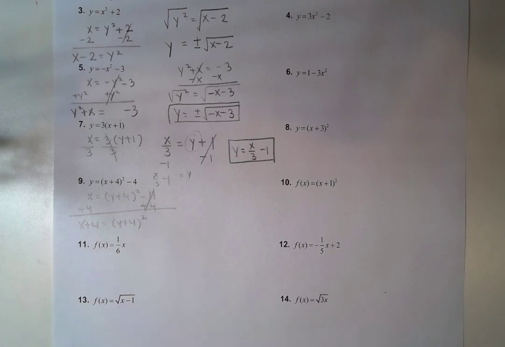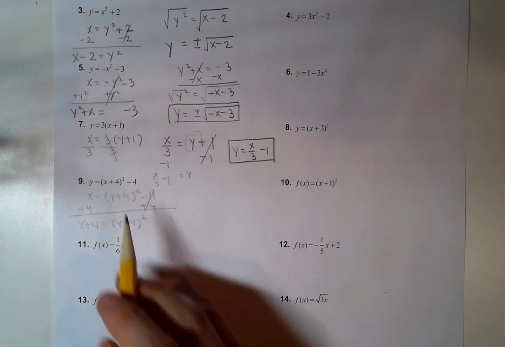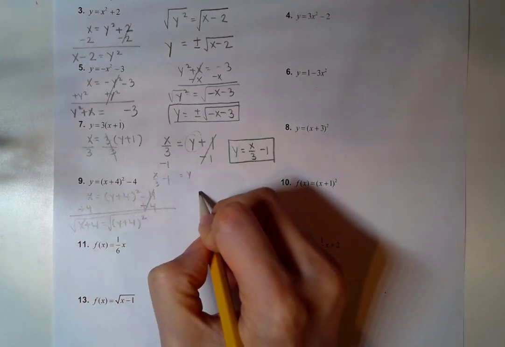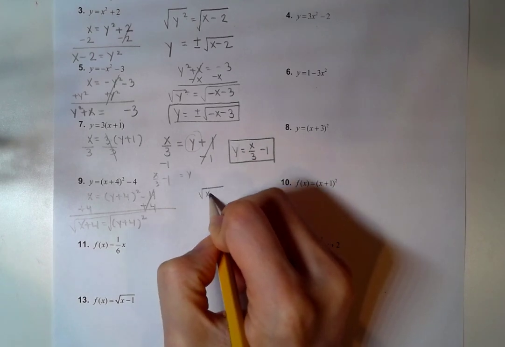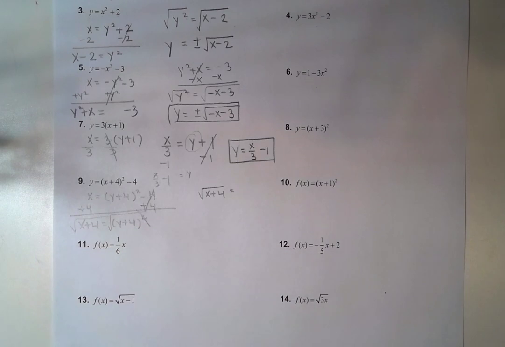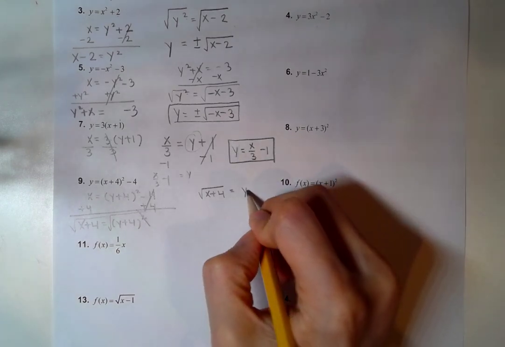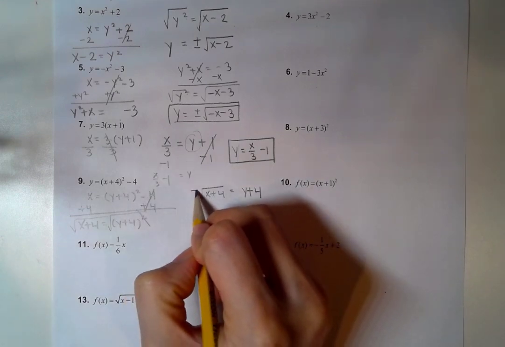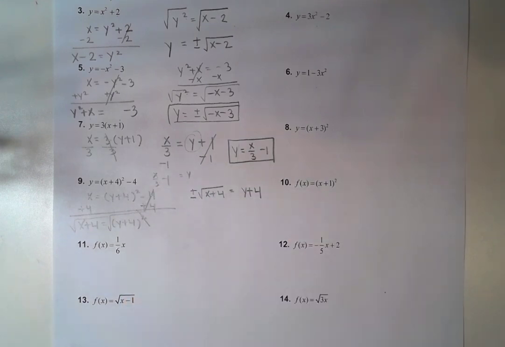What's the opposite operation of square? Yes, square root. Take the square root. Then you get square root of x plus 4 equals. Cancel the square and square root, so you get y plus 4 on the other side. I know we need to put positive, negative here, right? Because we did square root to each side, right?